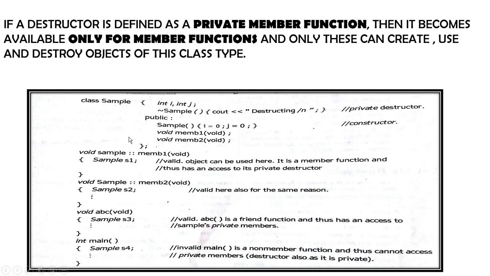Here is an example. We have a class sample here. This is the private section, and in the private section we have sample, that is the destructor. Here is a tilde sign. This means that this is a destructor. This is a private destructor. After this we have a public section, and then we have sample, that is the constructor. Then we have the functions member1 and member2.